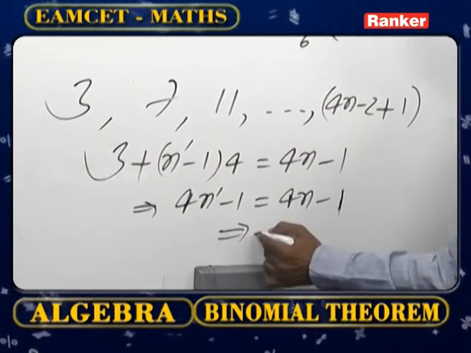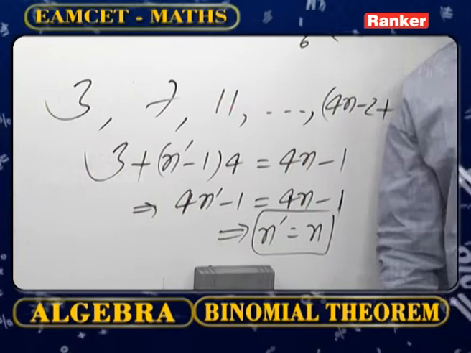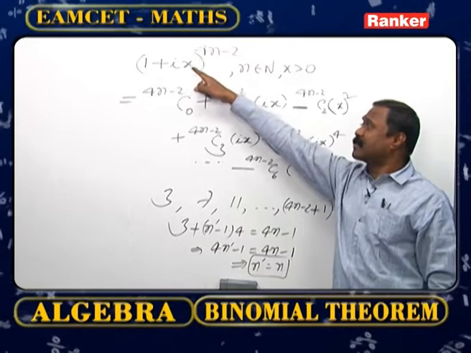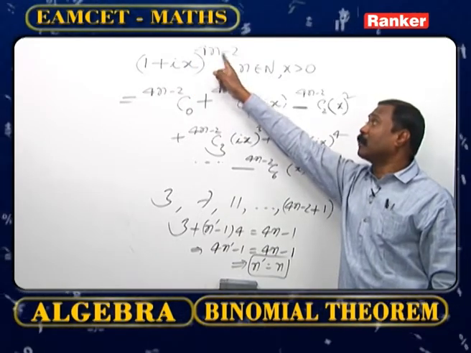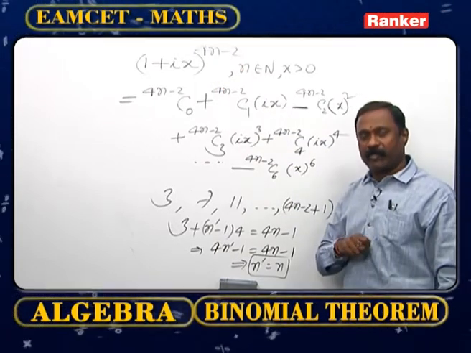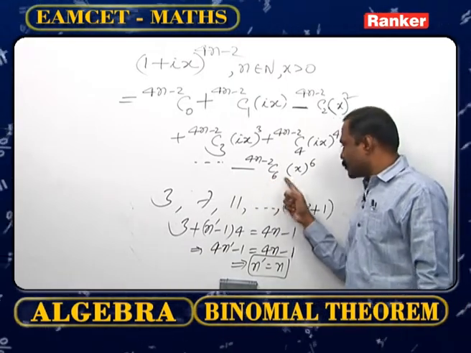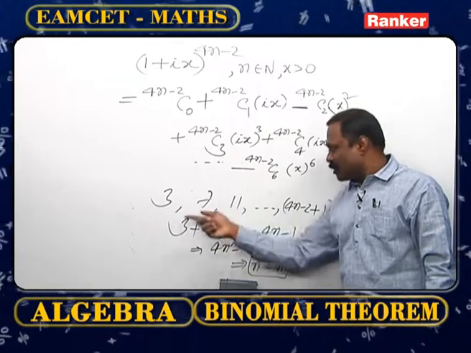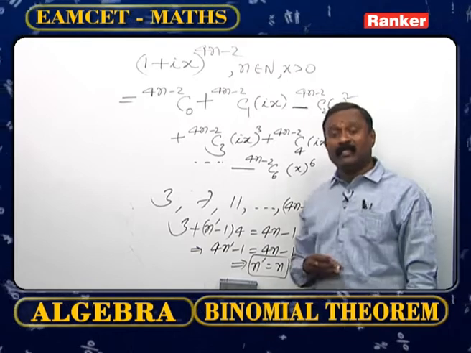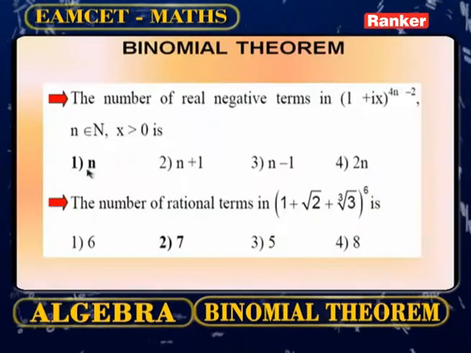Now, your n dash becomes now n. What does it mean? The number of terms in this expansion are 4n minus 2 plus 1. Among this, I need those terms which are real negative terms. They must be real and as well the negative terms. That's what I have formed a series, and I have got the nth term and equated, and I have got it to be n dash is equal to n. So, how many such terms will be there? N such terms will be there.